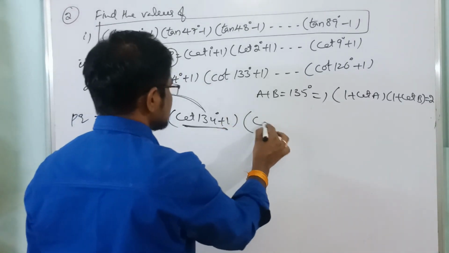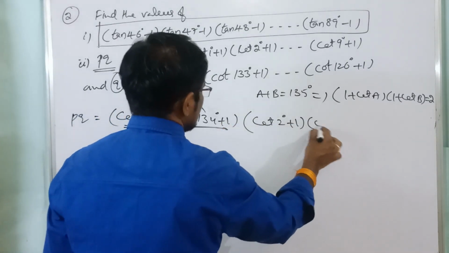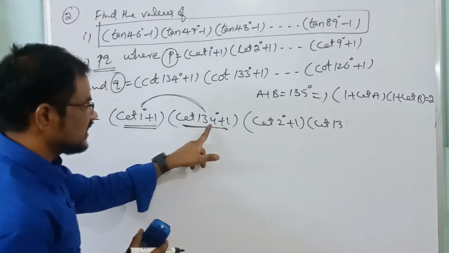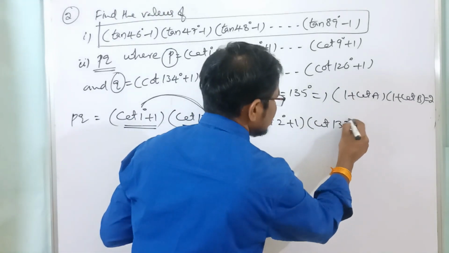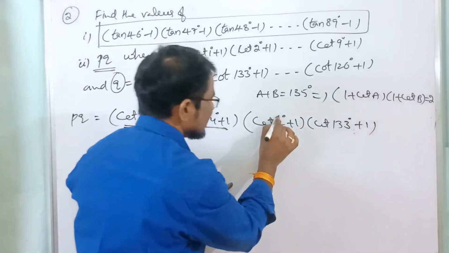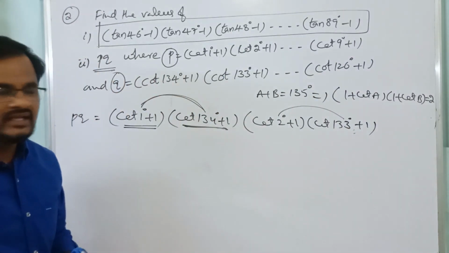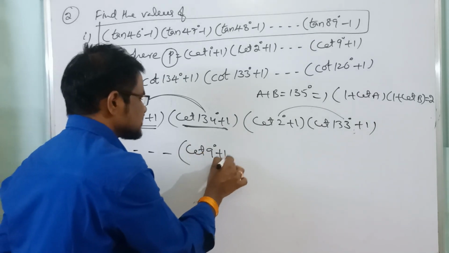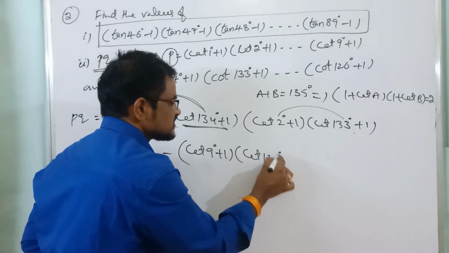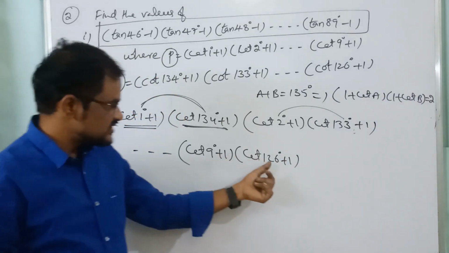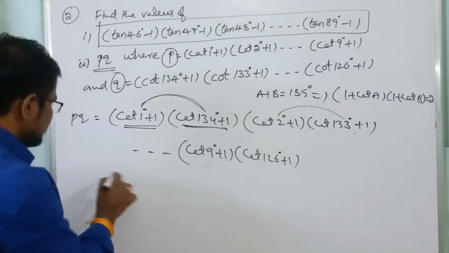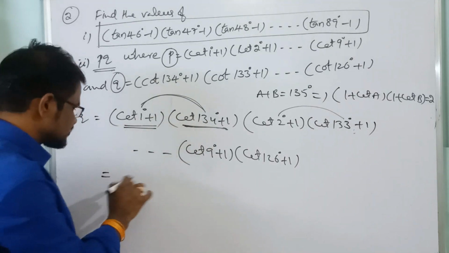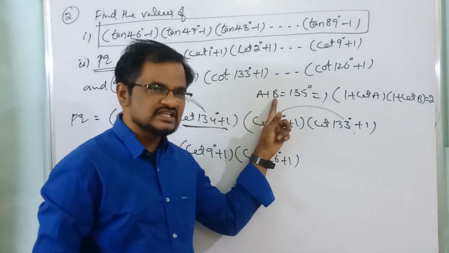Next one is cot 2 degrees plus 1, and cot 133 plus 1. If you add these two again, what will we get? 135. So on, the last term is what? cot 9 degrees plus 1, cot 126 degrees plus 1. So 9 plus 126 is 135. That is equal to what? This product, this pair, gives 2 because it satisfies a plus b equal to 135.